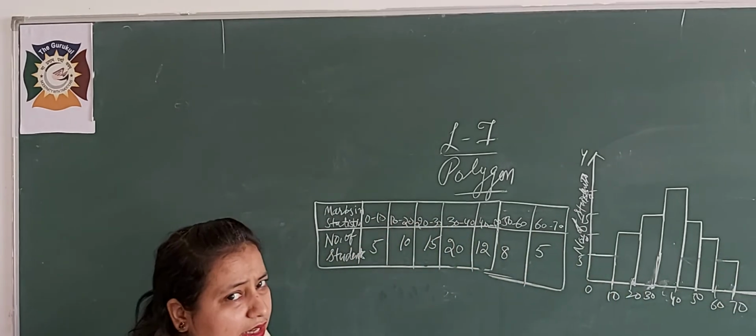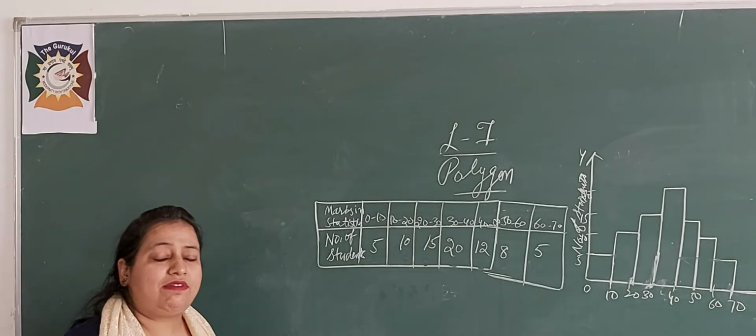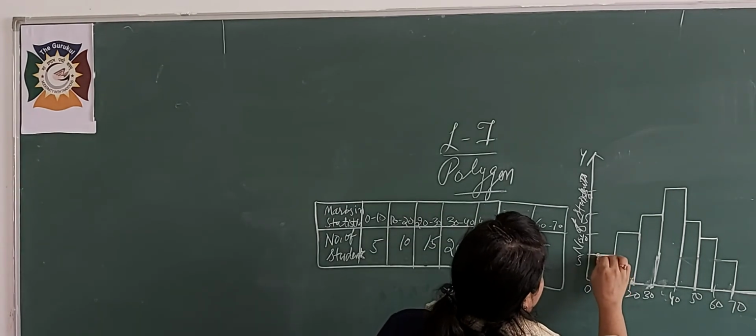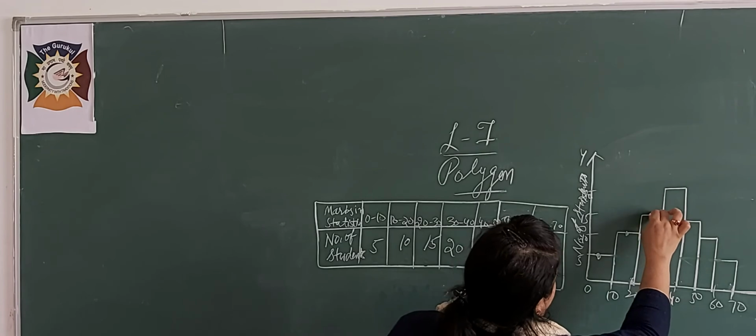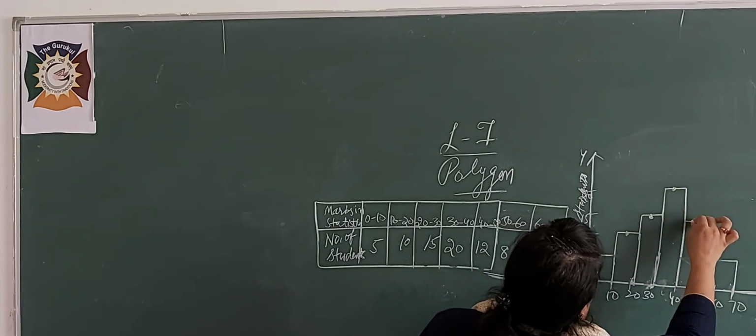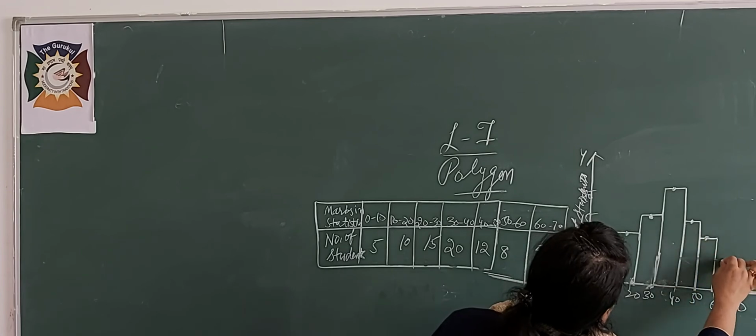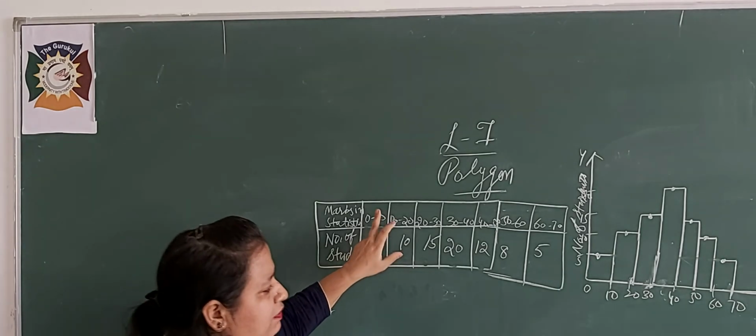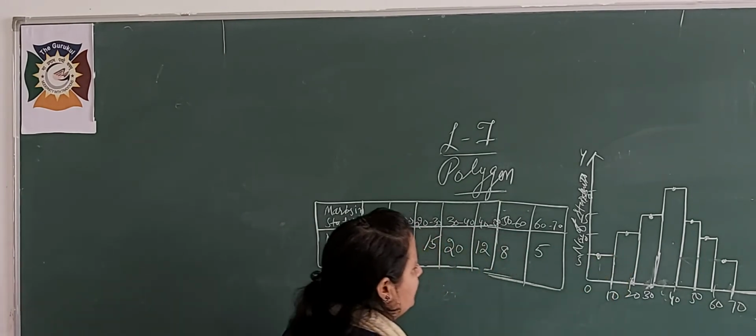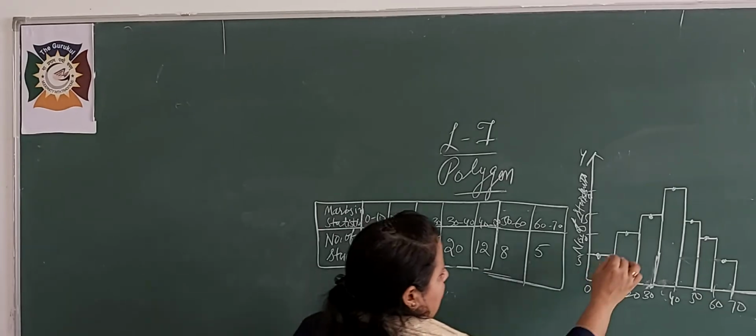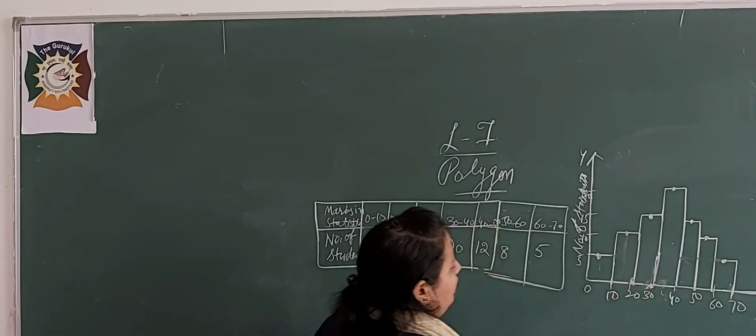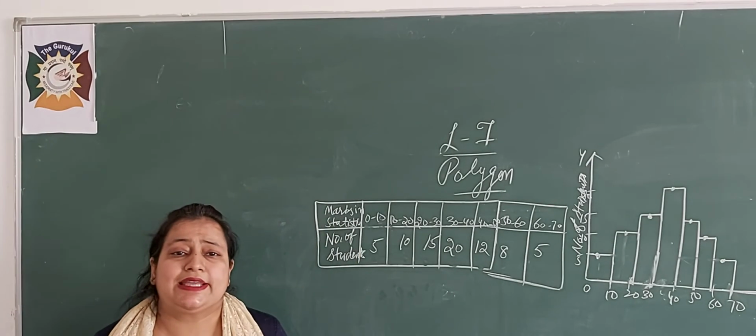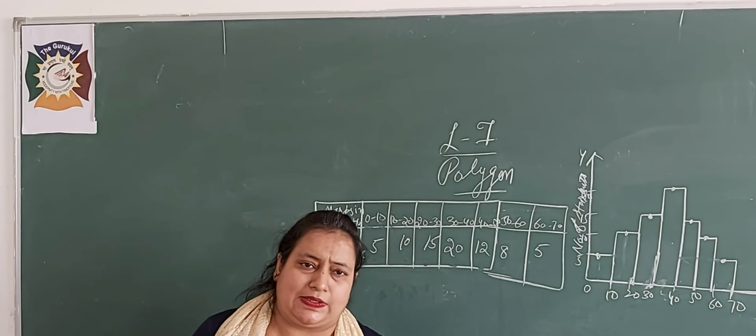Now I will start it accordingly. Firstly what I will do, I will take midpoints. When you are making the polygon, you have to find the midpoints of these. Midpoint of 0 to 10 means 5. Next midpoint is 15. Okay, you can make it accordingly. The main thing is, it always starts from the y-axis and ends at the x-axis.